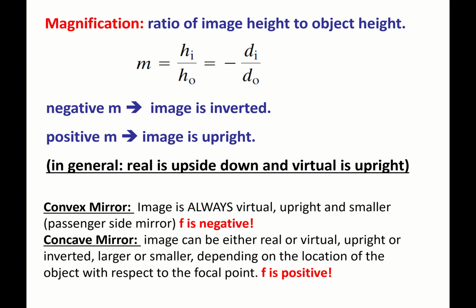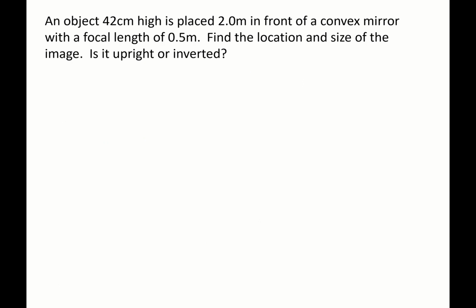For a concave mirror, the image can either be real or virtual. It can be upright or inverted, or larger or smaller, and that depends on the location of the object with respect to the focal point and the center of curvature. And for a concave mirror, F is always positive when you put it into the equation.